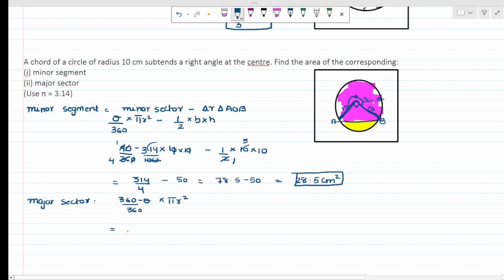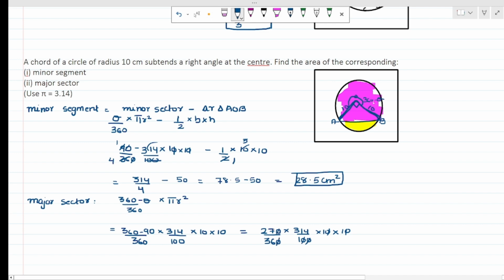Now, 360 minus theta, that means 360 minus 90 upon 360 multiplied by, what is my pi? My pi is 3.14. So, I can write it down as 314 upon 100 into r square. That means 10 multiplied by 10. So, what will you get over here? 360 minus 90. That means you will get 270 upon 360 multiplied by 314 upon 100 multiplied by 10 multiplied by 10. This 0 and this 0 getting cancelled. This 0 and this 0 getting cancelled.